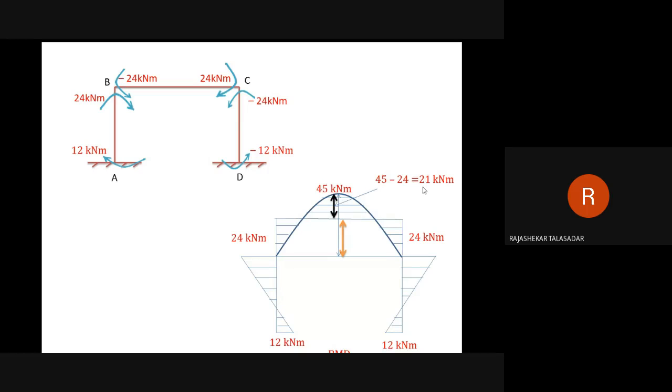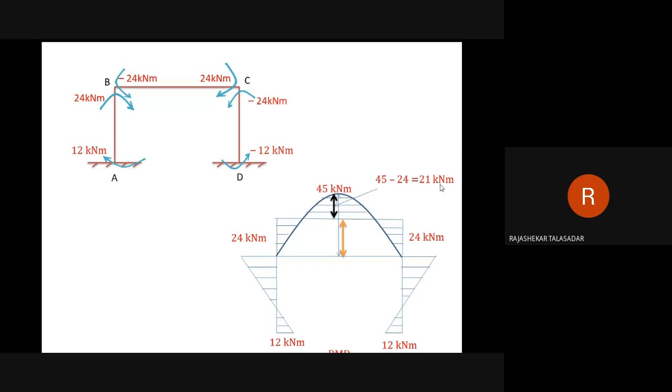21 kilonewton meter. Means if you design it as a simply supported beam, you are designing for 45 kilonewton meter. But when you take it as a column beam structure, that moment is going to be reduced to 21. So there is a huge difference in the bending moment.